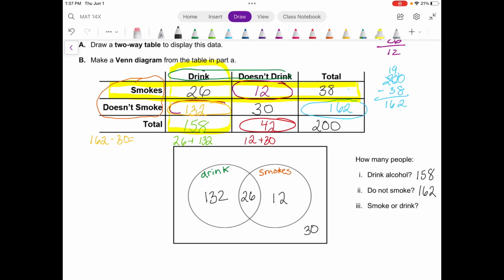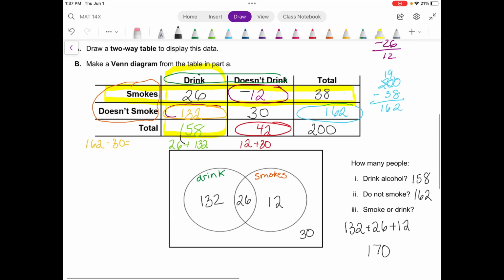And how many people smoke or drink? That would be everything. You could think of it as everything on the inside of the Venn diagram, or as the three numbers in our highlighted rows. Or you could think of it as the smoke row, that 38, and the drink column, the 158, but you'd want to take out the overlap because you counted it twice. I personally just go with everything on the inside of my Venn diagram. So the 132 plus 26 plus 12, which comes out to 170 people.